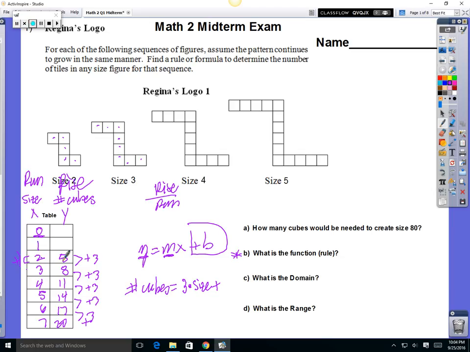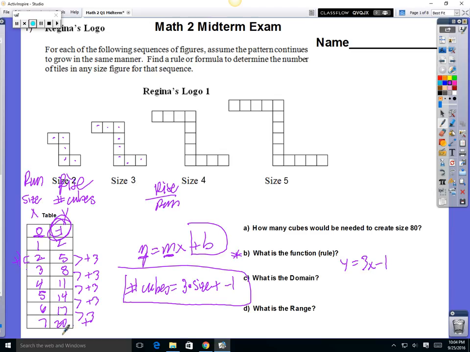If 2 is 5, 1 is going to be 2. Go back 3. 0 is going to be a minus 1. Go back 3, back 3. Minus 3, minus 3. So this is the b. That is where I start. I start at a minus 1. So 3 times the size plus a negative 1. That is b. Y equals 3x minus 1.